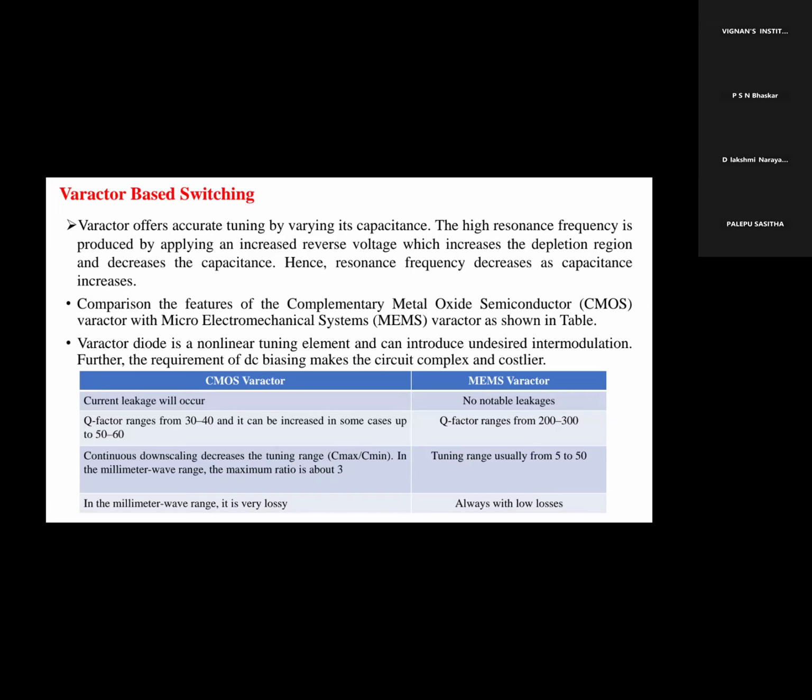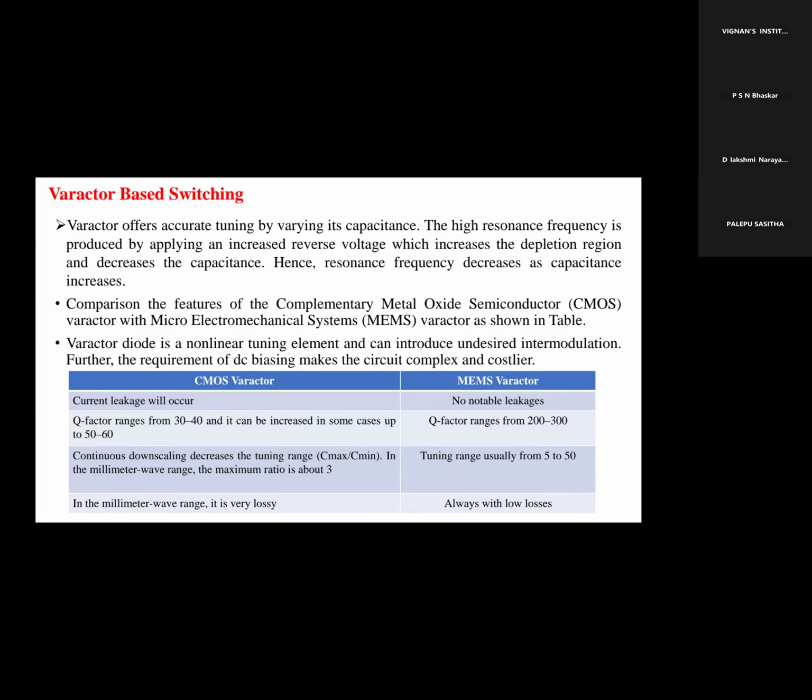A comparison of features of a complementary metal oxide semiconductor varactor with respect to a micro electromechanical system varactor is shown in the table. From this table, we can conclude that when you are using a MEMS varactor, there are no notable leakages and the quality factor also increases. The tuning range is also most valuable in the case of a MEMS varactor. It always has fewer losses. That is important when you are using a MEMS varactor compared to a CMOS varactor.